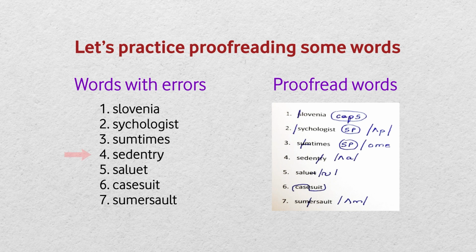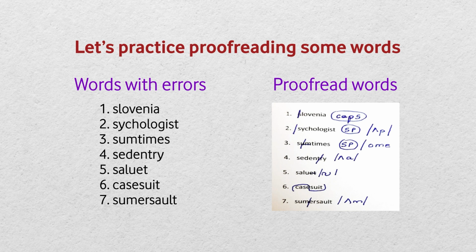In the fourth word, sedentary, please notice that there is a problem with a missing A. That's fine. Where does the A have to come? Between the T and the R. So I've drawn the line through the T, between the T and the R, to show that I need an A inserted at that point.